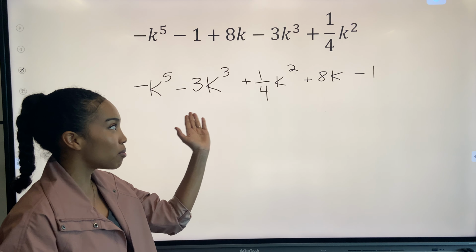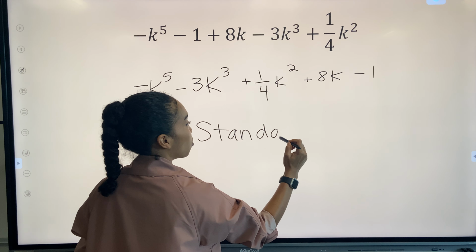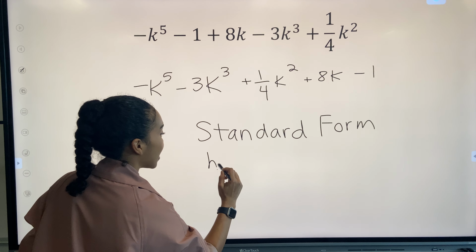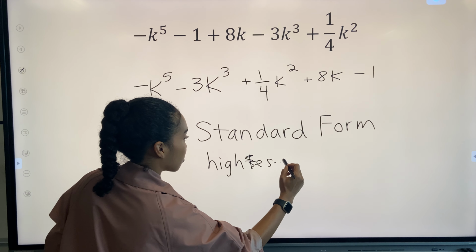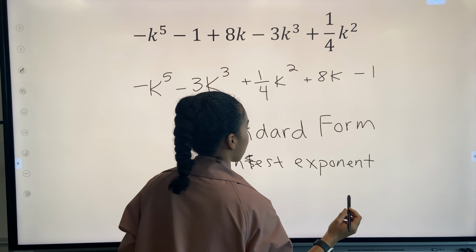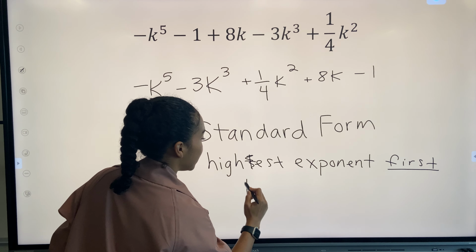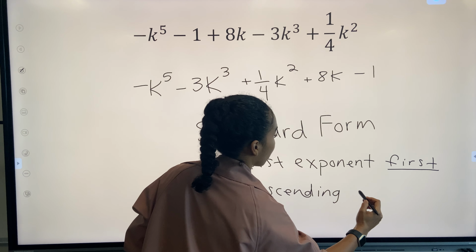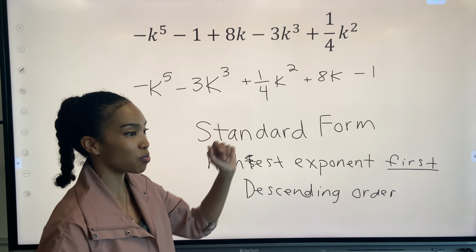So this is what it means to put your polynomial in standard form. Standard form means the highest exponent first, down to the smallest. You go in descending order. High to low, descending order. Highest exponent to the lowest exponent, okay?